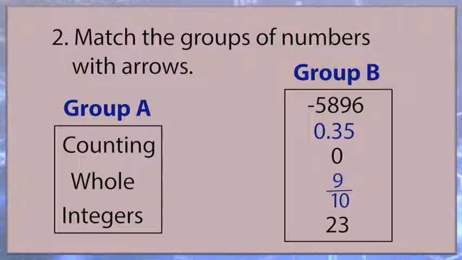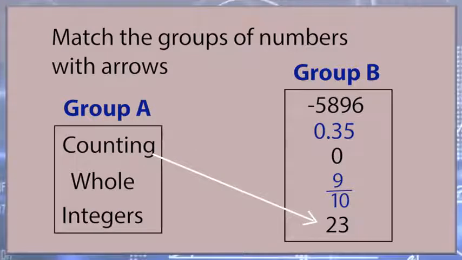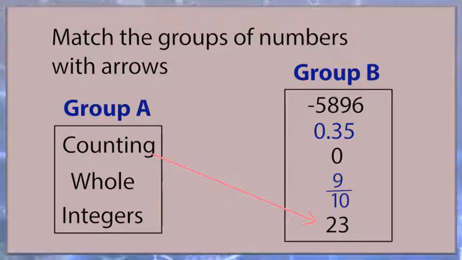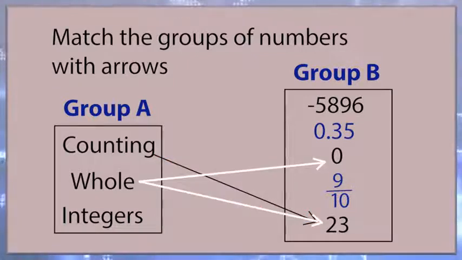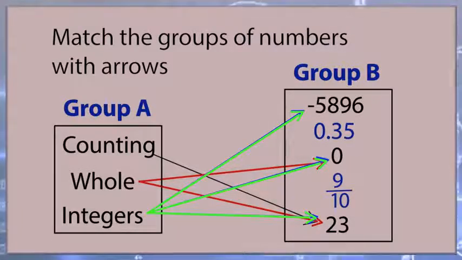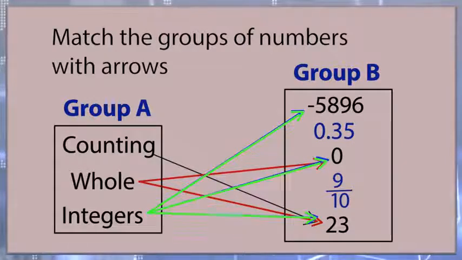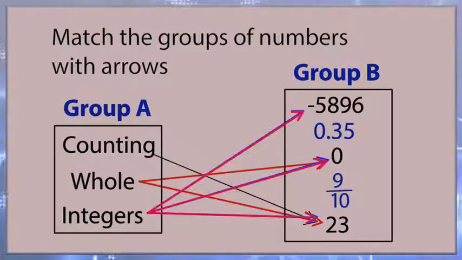And so for counting numbers, we have 23. So your arrow must go from counting numbers to 23. For whole numbers, your arrows must go to 0 and 23. And then integers should go to negative 5,896, 0, and 23. I hope you got them correct too.